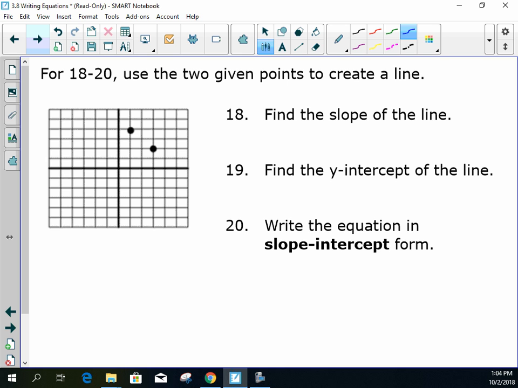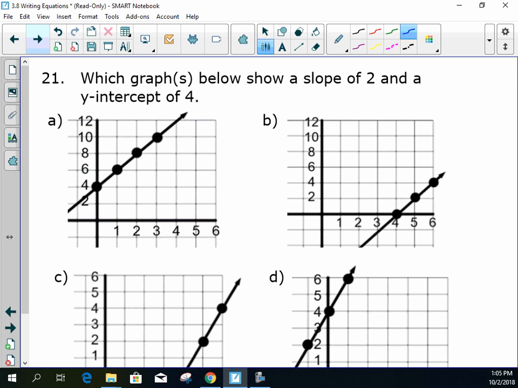Okay, you should be able to do this. And I'll let you know on 21 there are 2 answers. You should be able to figure that out too.